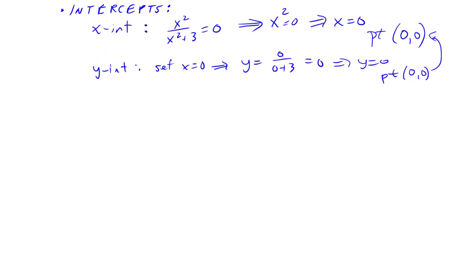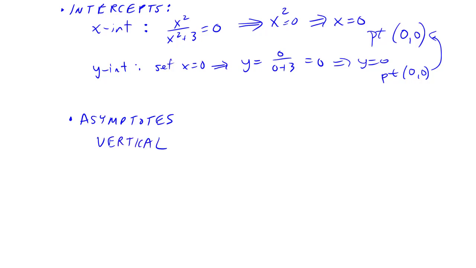Okay, next, asymptotes. Okay, so let's think vertical. All right, so remember our function, let me just write it over here so we can see it, is y equals x squared over x squared plus 3. We'd be looking in the denominator to see when it's 0 and the numerator is not 0. But again, we just said that that's never going to be 0, so there are none.